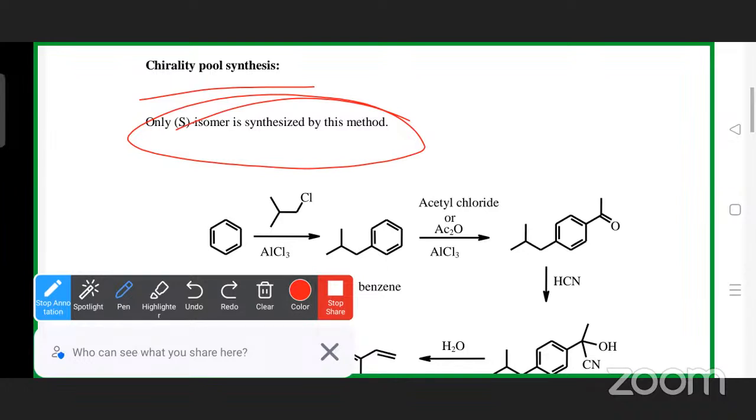But in the classical approach, you won't get exclusively one product here. You will get isomeric products, two products like a racemic mixture. Then further you have to do the resolution technique and separate your R isomer or the S isomer, whichever respectively.